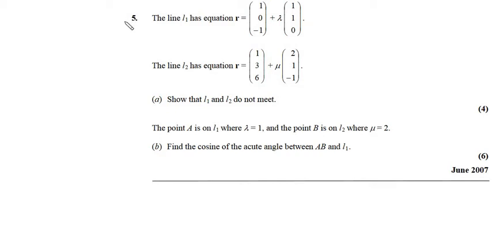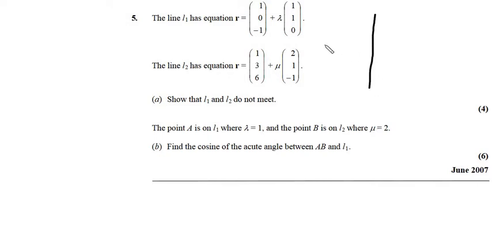Okay, so line 1 has equation all this business, and line 2 has equation all of this junk. Show that L1 and L2 do not meet. Okay, so you can kind of get an intuition for this without actually proving anything.